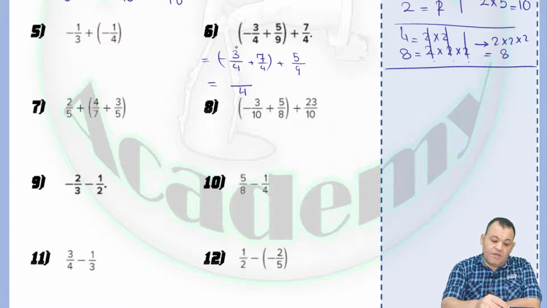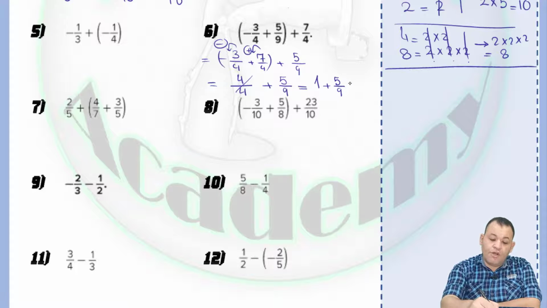Now we have here 3 is negative, 7 is positive. The two numbers with different signs, the greatest number is positive, so the answer will be positive. The two numbers with different signs, so I will subtract them. 7 minus 3 equals 4, plus 5 over 9. 4 over 4 equals 1. So 1 plus 5 over 9.